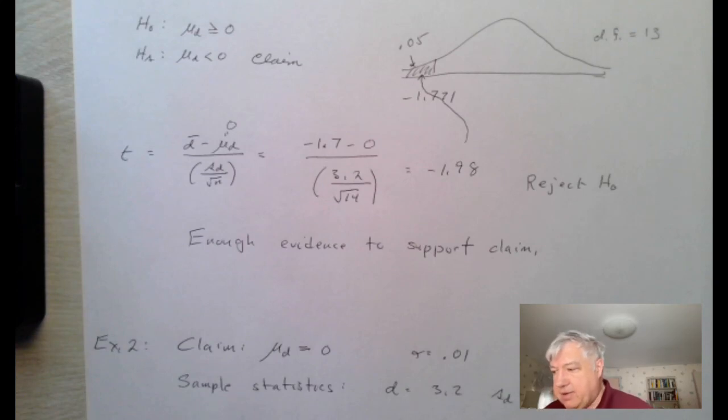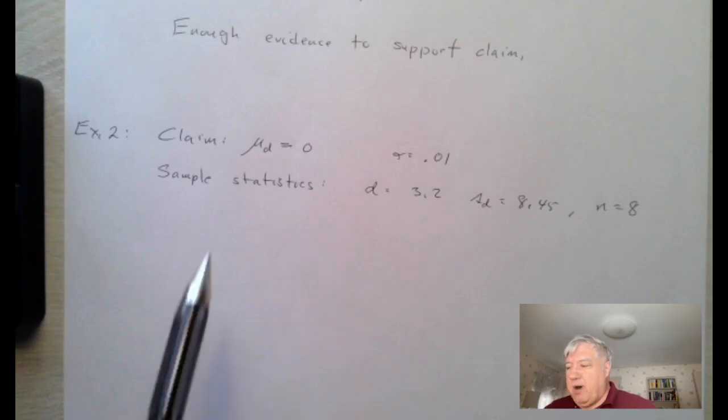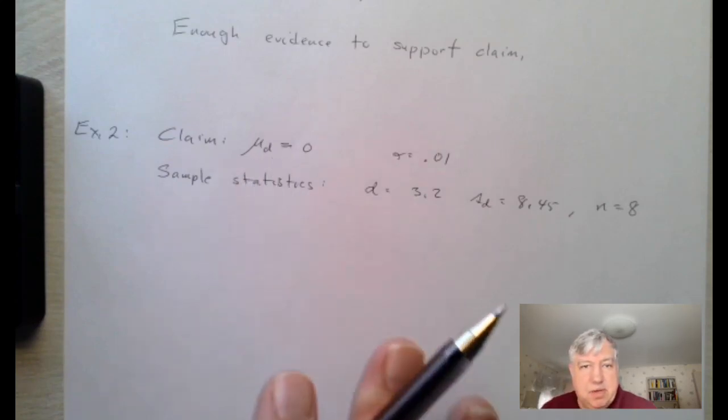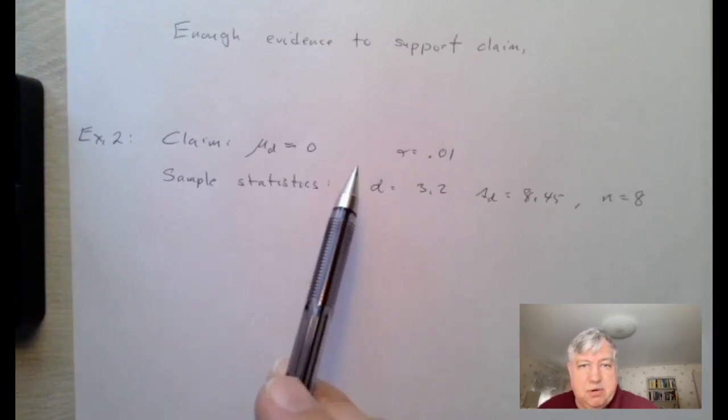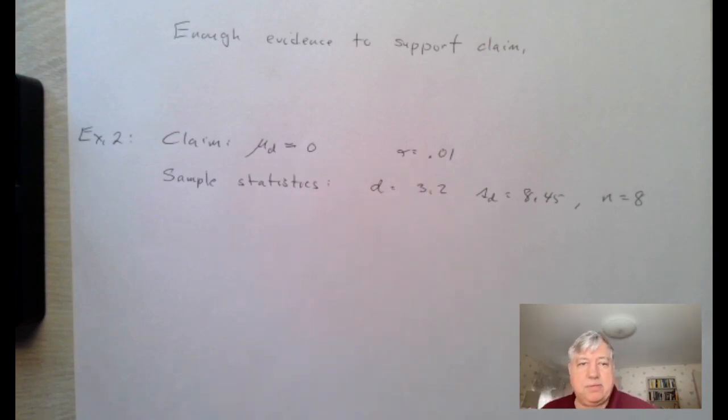Let's look at another example. In this example, the claim has equality in it. It says mu sub d is equal to 0, and we want to test this with a level of significance of 0.01. And the sample statistics, once again, my mistake, it should be d bar, is 3.2, s sub d is 8.45, and the sample size is 8. Once again, we'll assume that the sample is random and the population is normally distributed. So we can proceed.